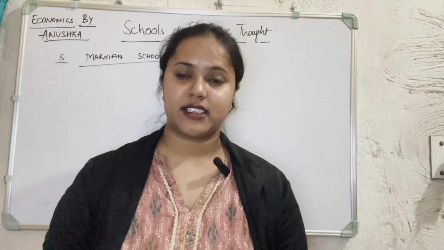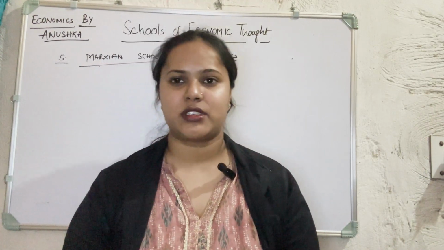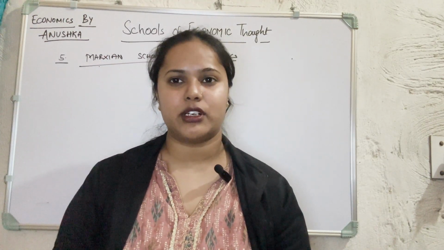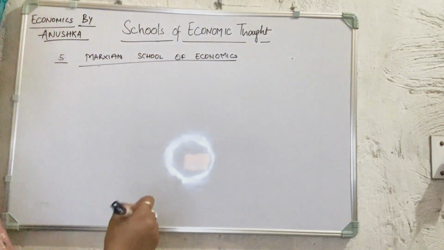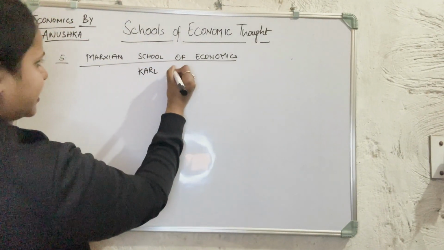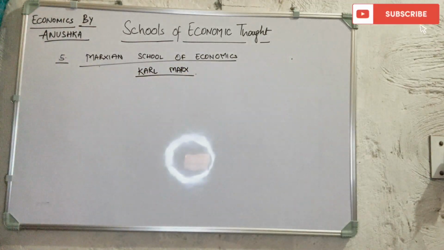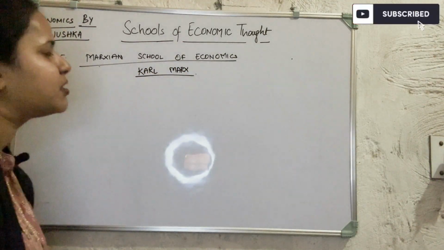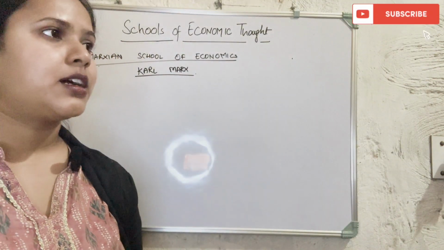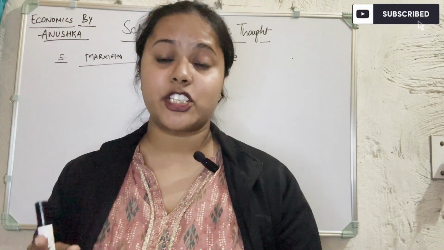So the next school of economic thought is the Marxian school of economic thought. The people who study political science are very familiar with the word Marx, Karl Marx. Karl Marx was the one that observed that in the economy there was a lot of inequality, and people who were rich were getting richer and the poor were getting poorer.